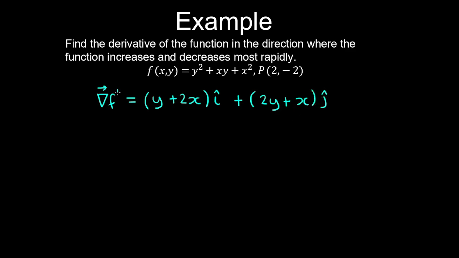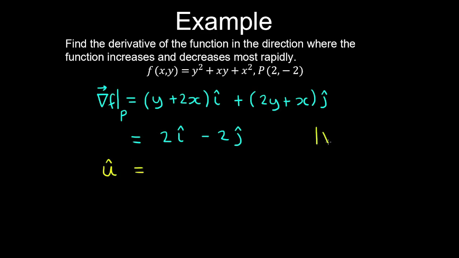So evaluating the gradient at the given point, we get y is minus 2 plus 2 by 2, which is 2 in the I direction, and 2 by negative 2 is minus 4, plus 2 is minus 2 in the j direction. So given the function increases most rapidly in the direction of the gradient vector, then we want a unit vector in the direction of the gradient vector.